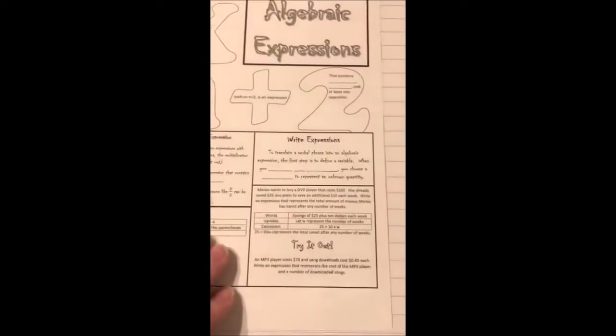So now that we have everything glued in, let's go back and double check and make sure everything's in its proper place. On page 84, you should have Chapter 5 Vocabulary Expressions. Page 85, you should have the second vocabulary page. Page 86, you should have the third vocabulary page. Page 87 should have algebraic expressions. Page 88 should be sequences. Page 89 is left blank.